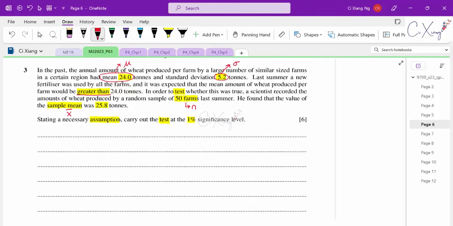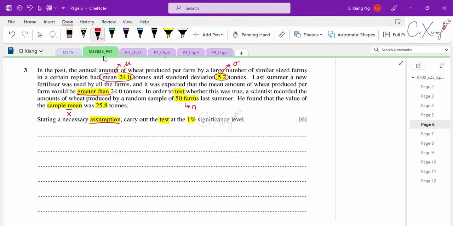Okay, so first we try to state the necessary assumption. To carry out the test, although we have this sample mean, we are going to use this sample mean to carry out our test, but you have to assume that the standard deviation remains the same for the sample, because later we are going to use the standard deviation to calculate the test statistic. We have the population standard deviation, so you have to assume that this sample has the same standard deviation as the population.